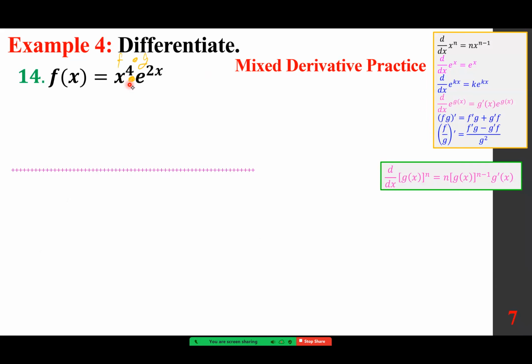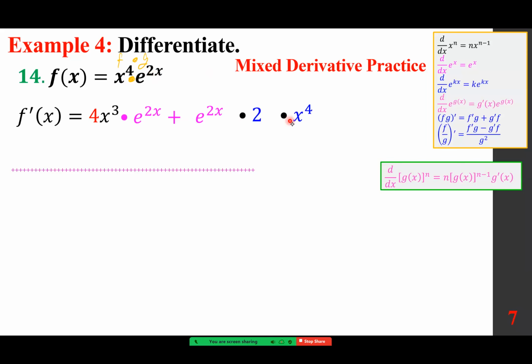X to the power of 4 gives me 4x cubed times g, or e to the power of 2x. Plus e to the power of 2x gives me itself because it's exponential. So e to the power of 2x. And then 2x gives me 2 because of the chain rule, times f, which is x to the power of 4. And again, we're done with calculus.